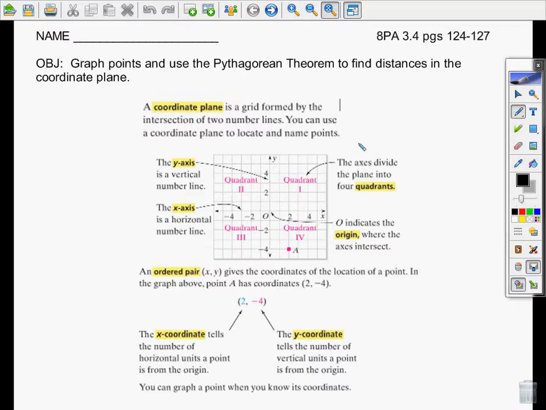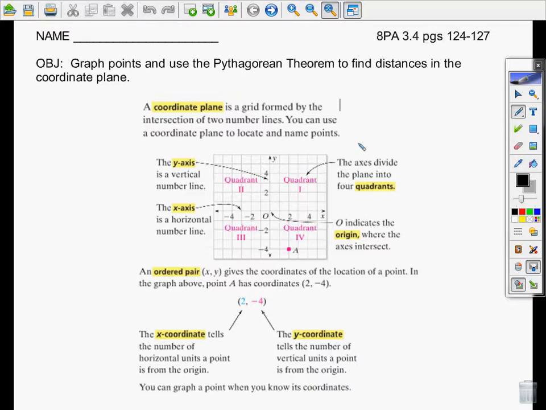So Pythagorean Theorem, who remembers the Pythagorean Theorem? Caroline, what's the Pythagorean Theorem? A squared plus B squared equals C squared. How many of you got that right on your entry ticket just a second ago? Good job. I might make that a bonus, you never know.